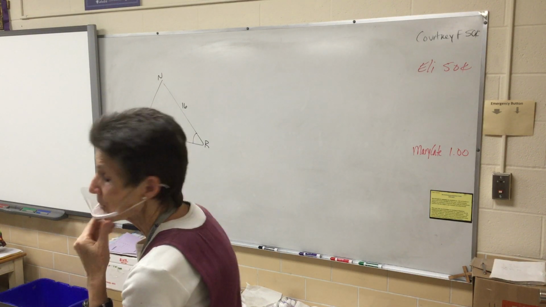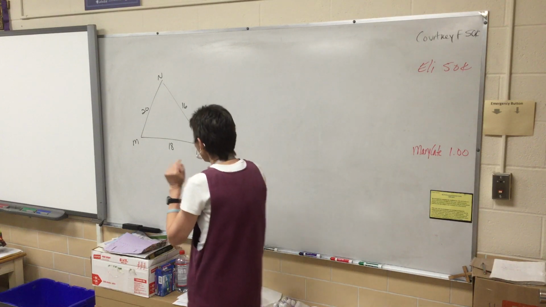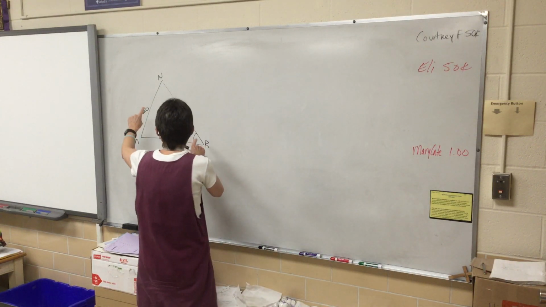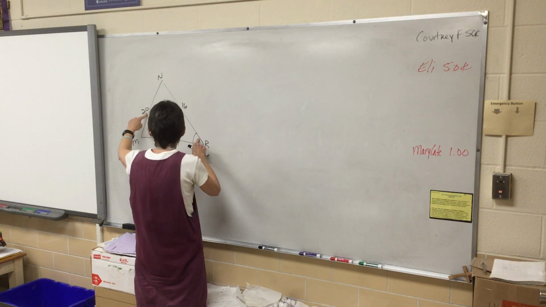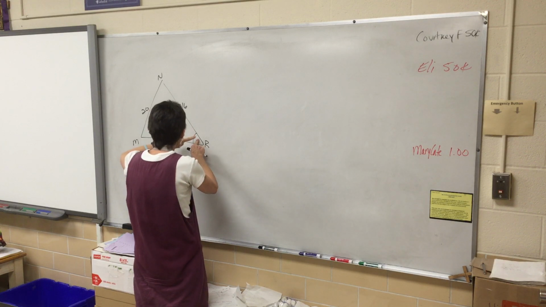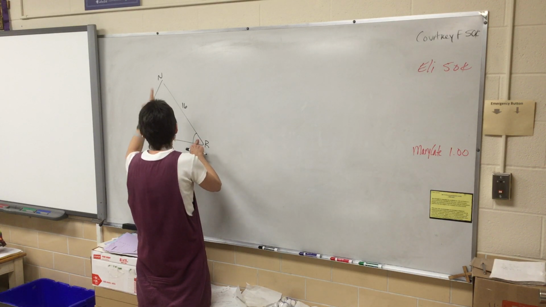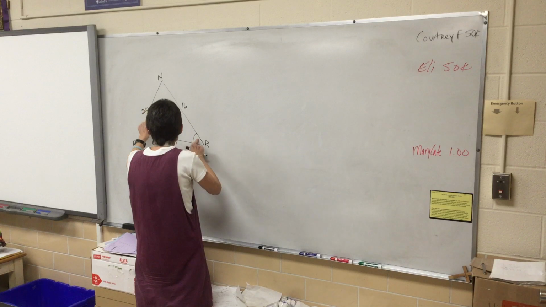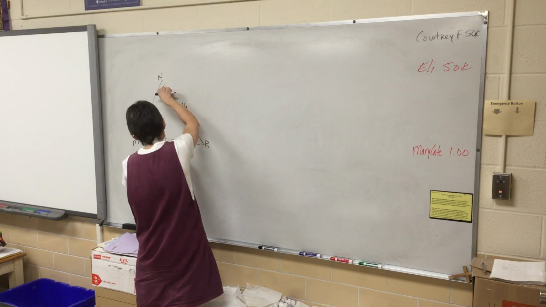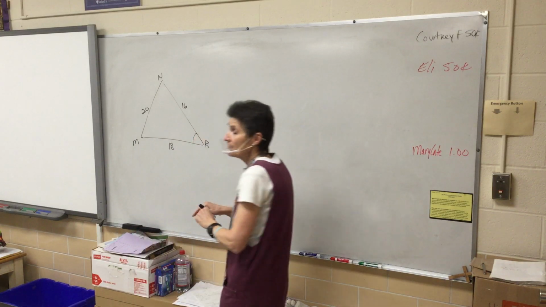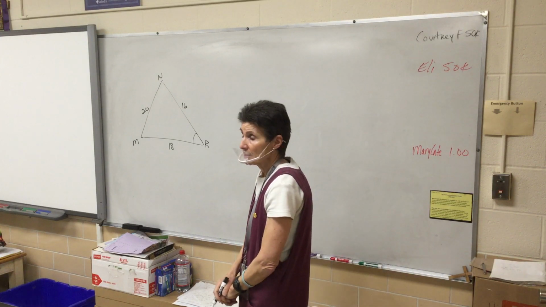Got to be cosines. Remember, to use the law of sines, you have to have a matched set. You have to have angle R and side R. You have to have angle N and side N. If we do not have a matched set, which we don't, then we got to use the law of cosines.